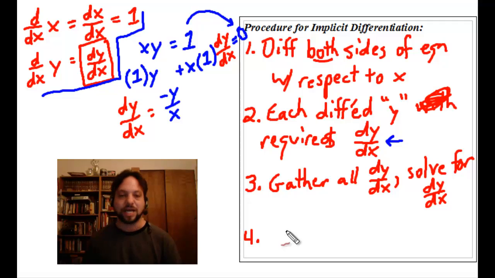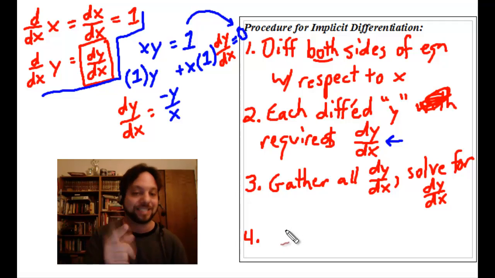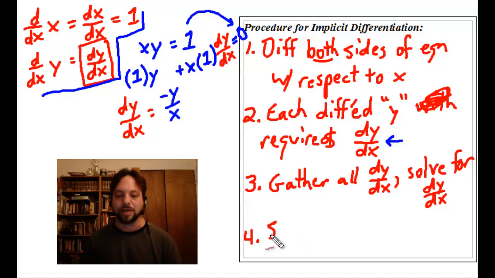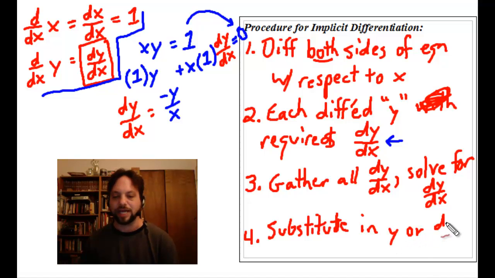But our fourth step, this doesn't always happen, and it didn't happen with our example here, but sometimes it will, and hopefully you'll get to see an example of that. But you might need to substitute in a y or a dy dx.